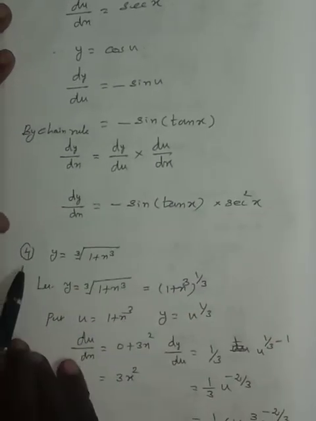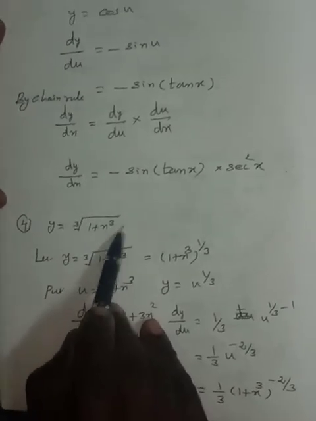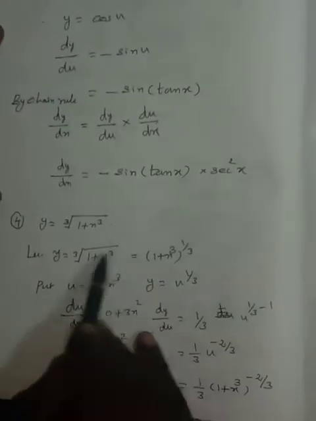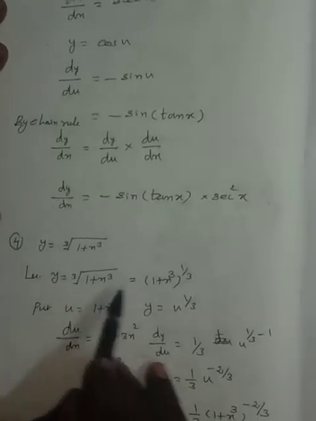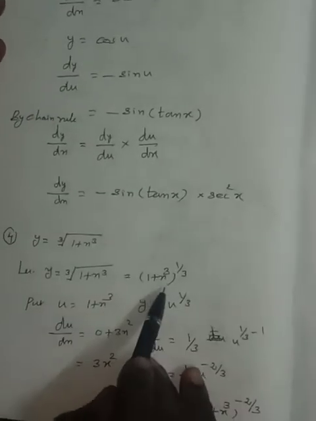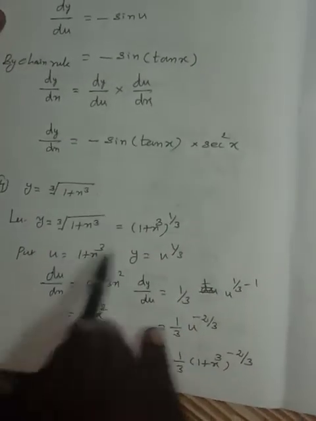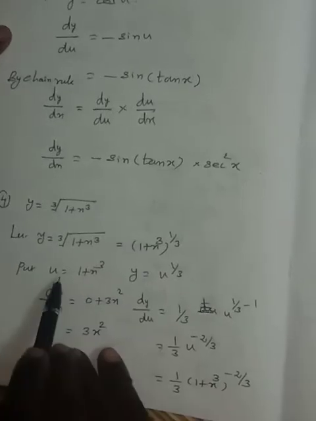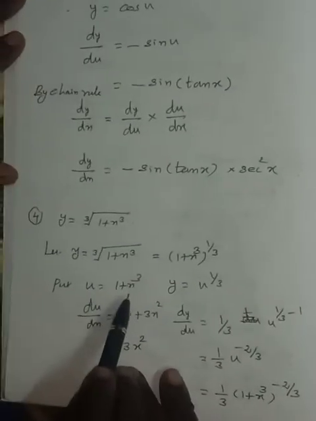Okay, sum number 4, y is equal to cube root of 1 plus x power 3. Let y is equal to cube root of 1 plus x power 3. Cube root of 1 plus x power 3 can be written in the form of 1 plus x power 3 whole to the power of 1 by 3. Put u is equal to bracket 1 plus x power 3. Left hand side variable is u, right hand side variable is x.